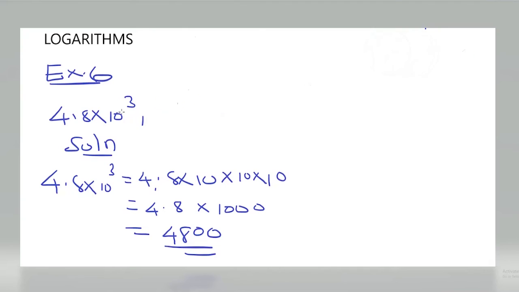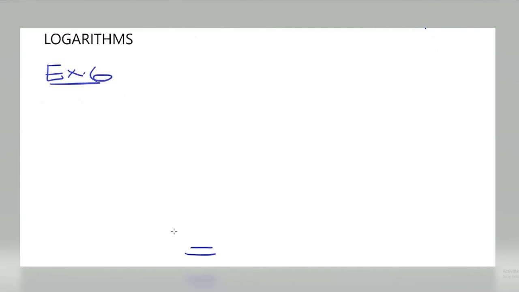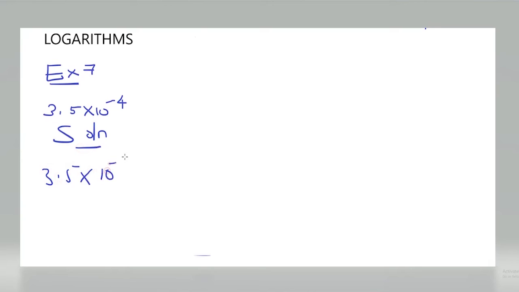Now example number 7. Assume you are given 3.5 times 10 power negative 4. Now write this into decimal numerals, or find the value of this. Solution: 3.5 times 10 power negative 4 will be equal to 3.5 times 1 over 10 power 4.